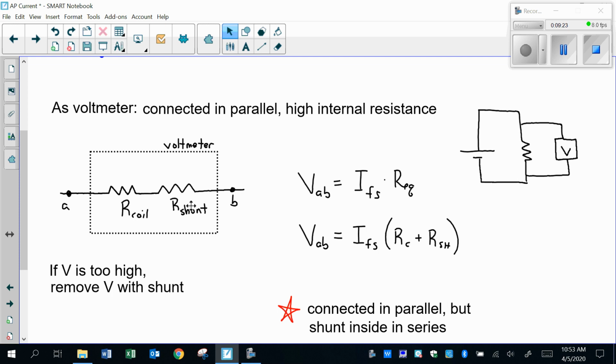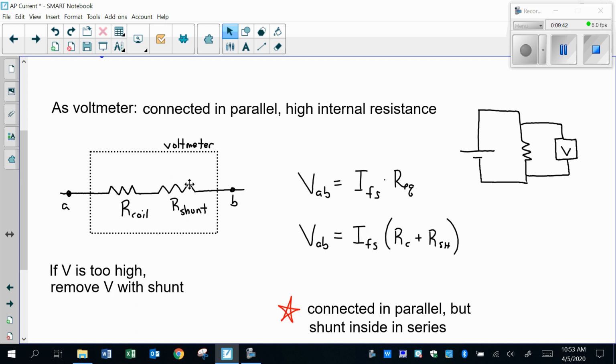I'm going to need a really, really high resistance to keep the current consistent through this whole thing, because it's a series, same current throughout the entire branch here. To keep the current the same, the higher the resistance, the harder I have to push, which means more voltage is required to move charge through my shunt.